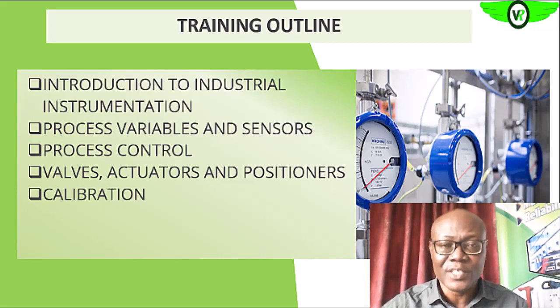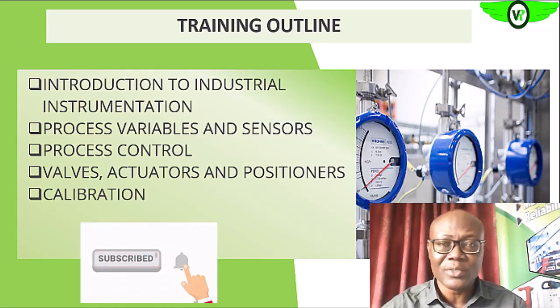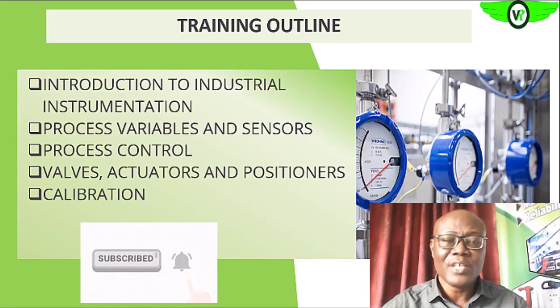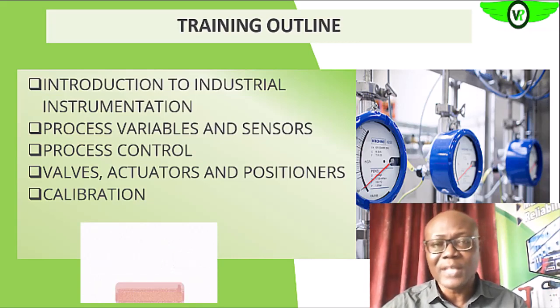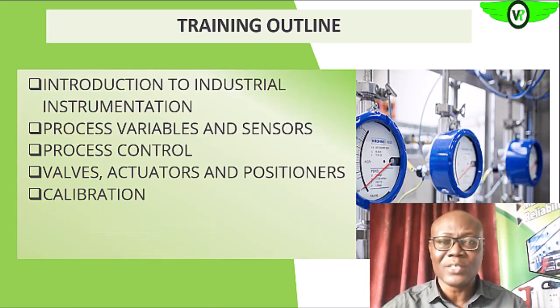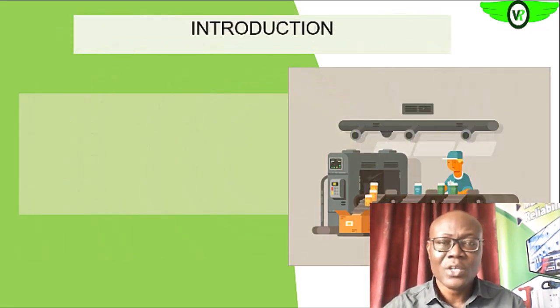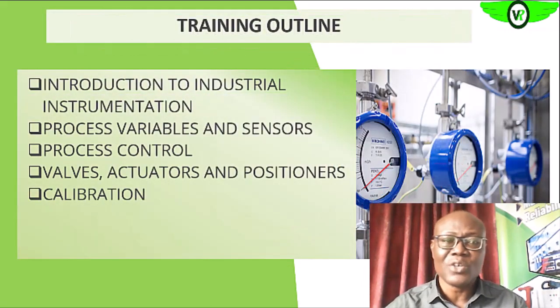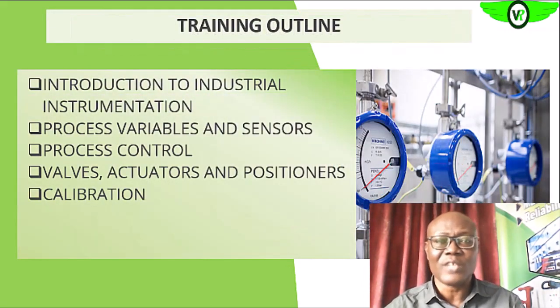And then finally, to ensure the reliability of these various components in the process instrumentation, we need to calibrate them. So what does it mean to calibrate? And if these components are out of calibration, what does that mean, and what do we need to do in order to return them to calibration or functional status as desired? So those are the various sections that we are going to cover under this training.